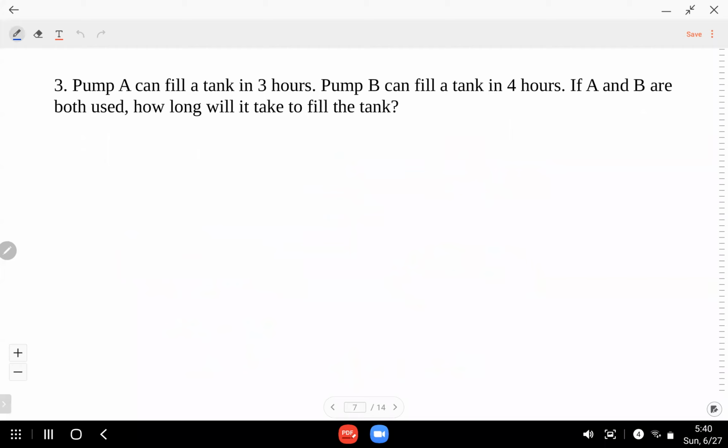All right, so now for a pump problem. Pump A can fill a tank in 3 hours. Pump B can fill a tank in 4 hours. If A and B are both used, how long will it take to fill a tank? Classic problem. I don't even need to draw a diagram for this one. So please solve this. The equation for this is actually pretty simple. Hard to believe.